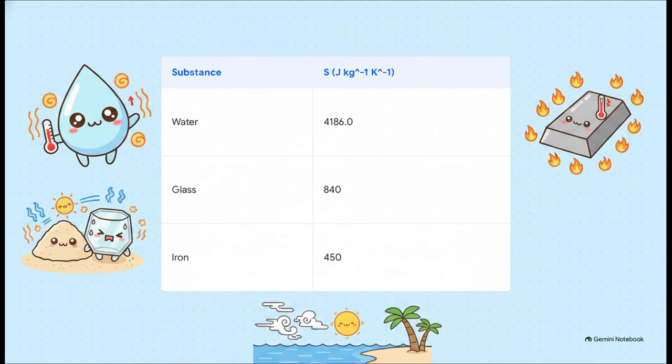Water has an exceptionally high capacity for heat, clocking in at 4,186 joules per kilogram Kelvin. Compare that to sand and glass at just 840, or iron at a measly 450. Basically, this means it takes massive amounts of heat energy to warm water up compared to dry land. Because water warms up so incredibly slowly, the ocean stays nice and cool on a hot day, and that temperature difference is exactly what drives those refreshing winds we feel at the beach.